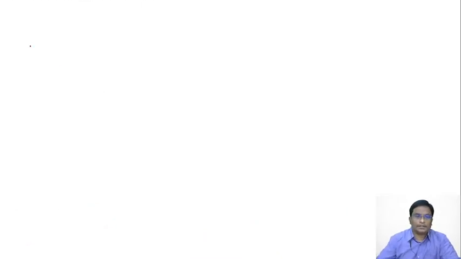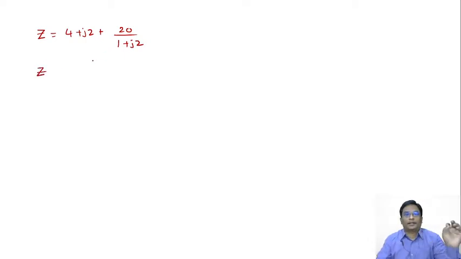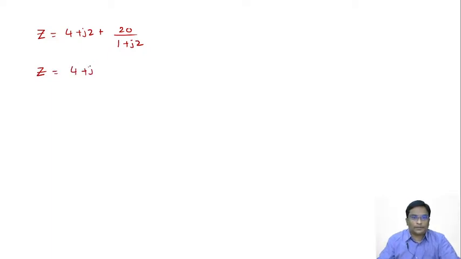What is the Z we got here? This Z we got is 4 plus j2 plus 20 by 1 plus j2. What I am trying to do is separate the real term and the imaginary term. Let us rationalize the denominator here: multiply numerator and denominator by 1 minus j2.